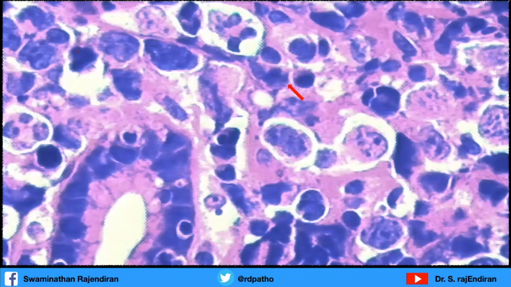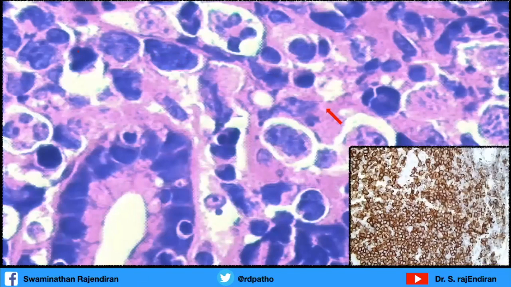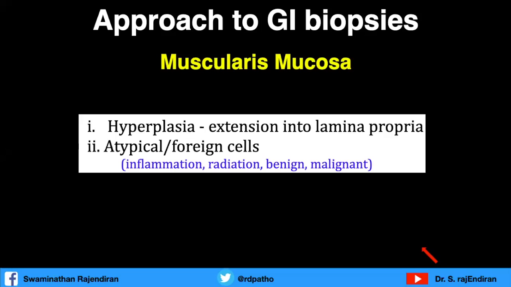But whenever you see this much of poorly differentiated cells in the gastric biopsy or in the colonic biopsy, and predominantly the atypical cells are situated in the lamina propria, think of lymphoma. This is a CD20 IHC, strongly positive. So this is a non-Hodgkin's lymphoma, possibly diffuse large B cell type.